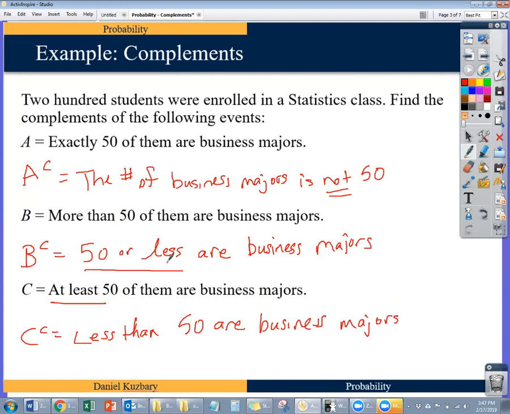The idea of the complement is that everything that's not in B has to be in B complement, and everything that's not in B complement has to be in B, and so on and so on. So like here, the number 50 is in here, but 1 through 49 and 51 to 200 is not in here. So all those numbers are wrapped up in here. If it's not 50, it could be any other one of those numbers.